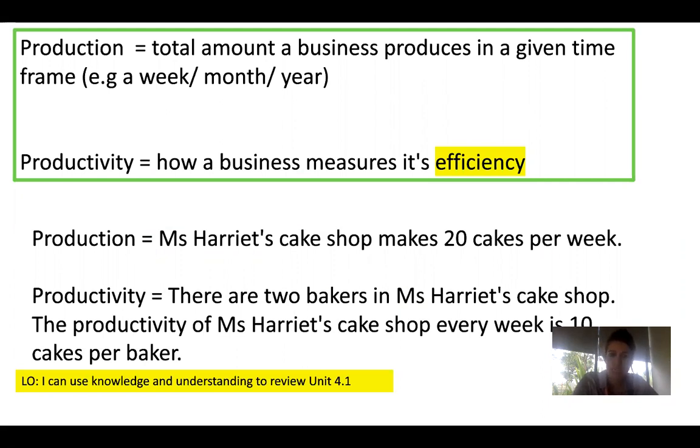For example, Miss Harriet's Cake Shop makes 20 cakes per week. That's the production. But the productivity is, there are 2 bakers in Miss Harriet's Cake Shop. The productivity of Miss Harriet's Cake Shop every week is 10 cakes per baker.